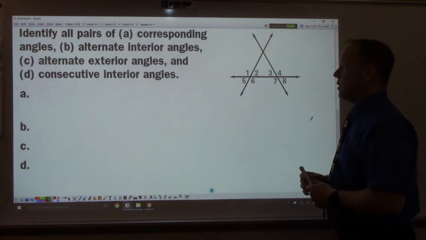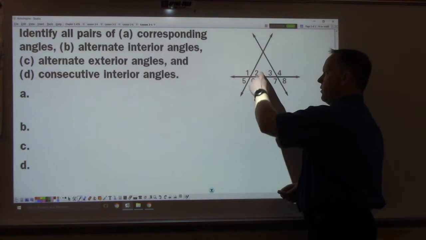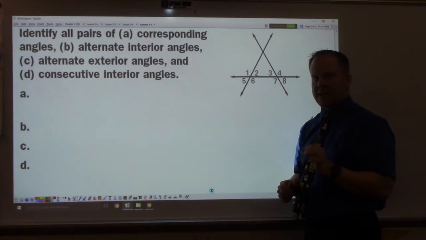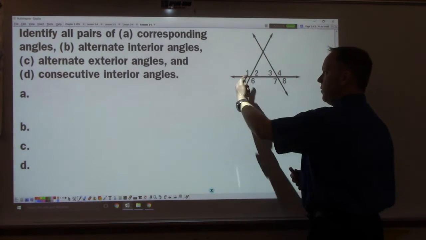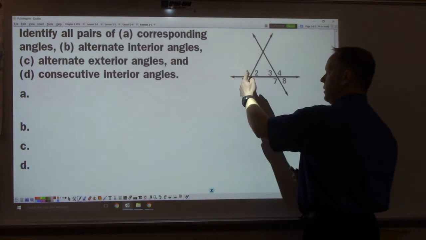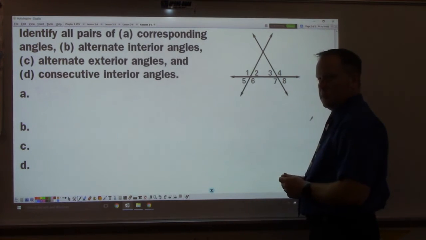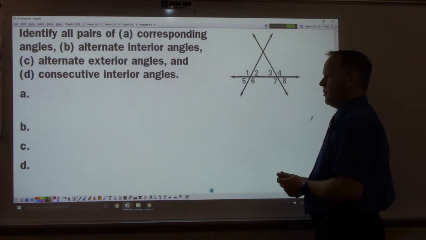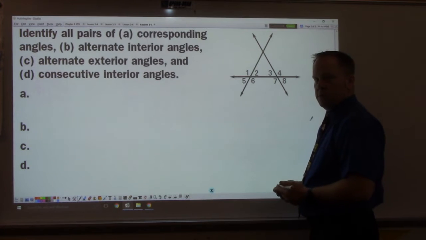So let's look at letter A, corresponding angles. Look at this group of 4 angles and this group of 4 angles. Which ones are in the exact same position? So if I start with angle 1, notice angle 1 is on the top of the transversal and it's on the left. Look at the other set of 4. Which one is also on the top and on the left? So angle 1 would correspond to angle 3.